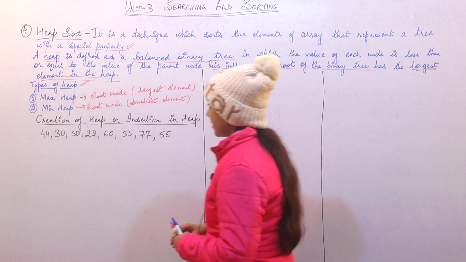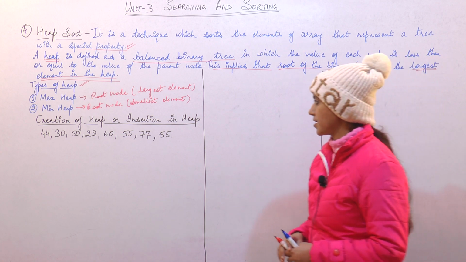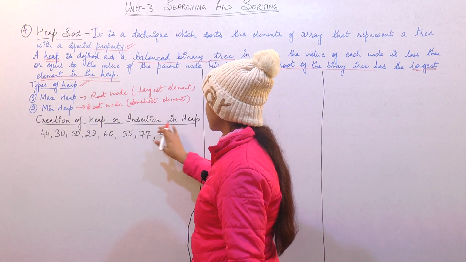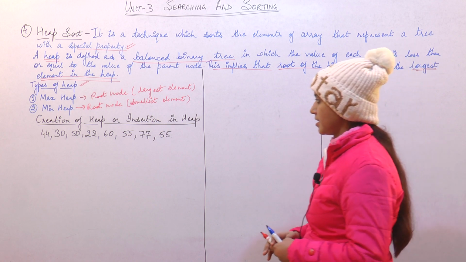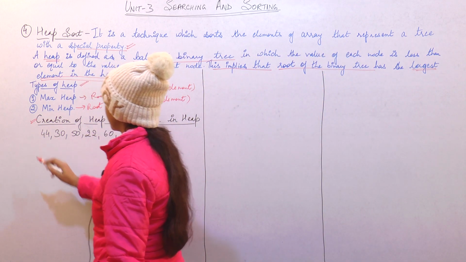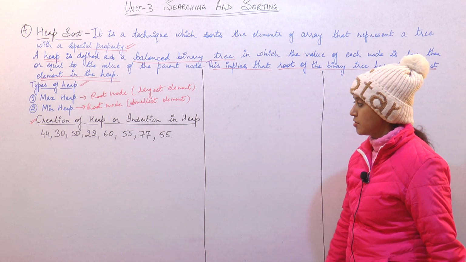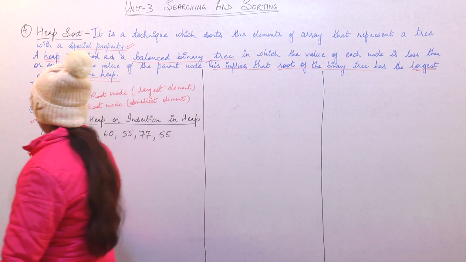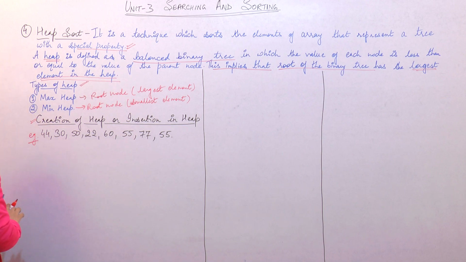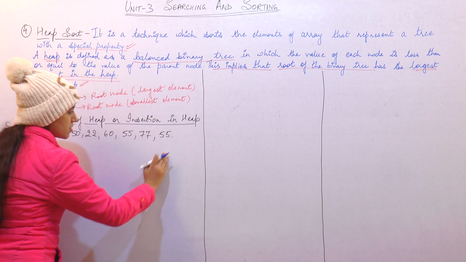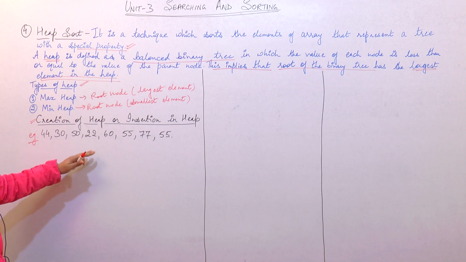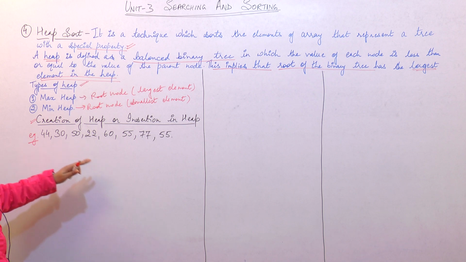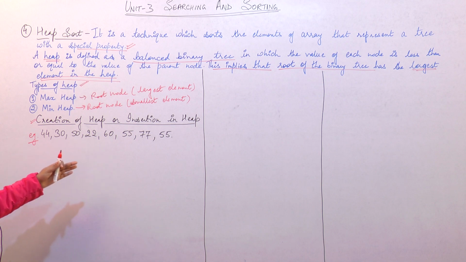Now let's see how we can create a heap, or how we can insert elements in a heap. We will study this operation of heap sort, that is creation of heap or insertion in heap, using the following example. So let's start. We have these elements of an array, and using them we have to create a balanced binary tree, that is, a sorted heap.